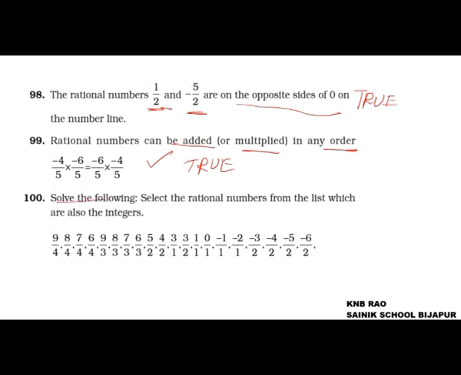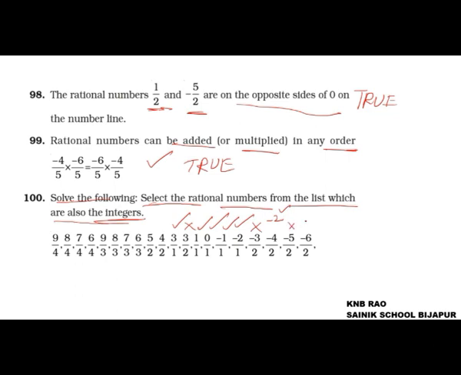Next, solve the following. Select the rational numbers from the list which are also integers. They are also integers means the denominator must be 1. Here straight away 1 by 1, 0 by 1, minus 1 by 1, minus 2 by 1 I can say, because their denominators are 1. 3 by 1 is also an integer, but 3 by 2 is not. Minus 3 by 2 is not. To check minus 4 by 2, is it an integer or not? Minus 4 by 2 can be written as minus 2 by 1. That means yes.